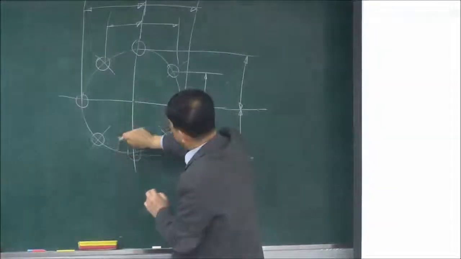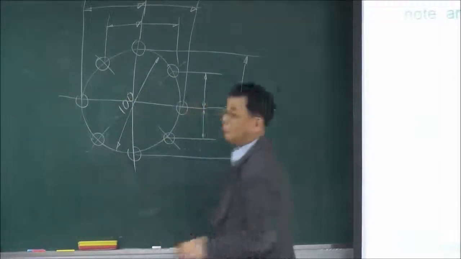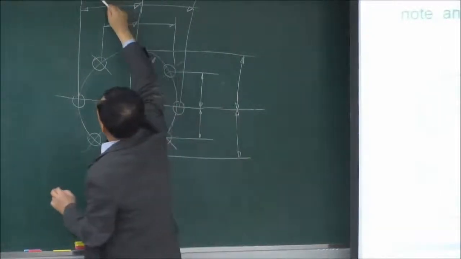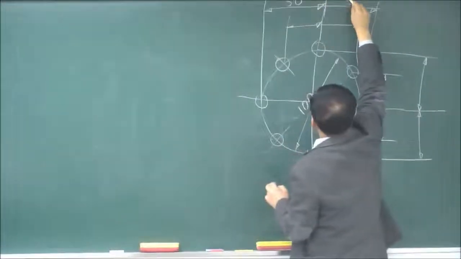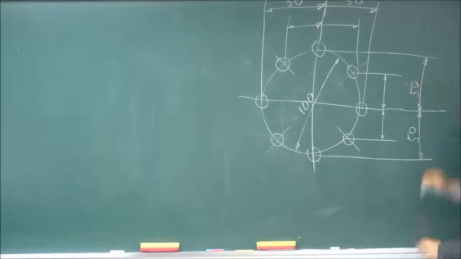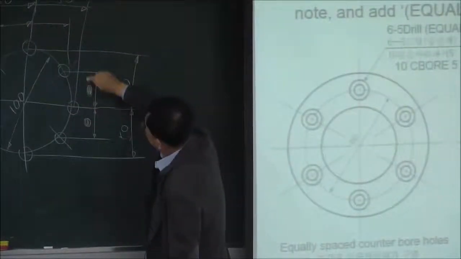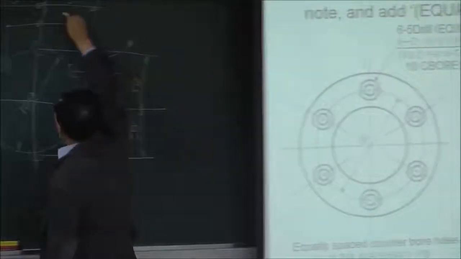Now, if the pitch circle is 100, then you may place dimension 50 and 50 here. Okay? Then my question is, how are we going to place dimension here? Dimension here, here.